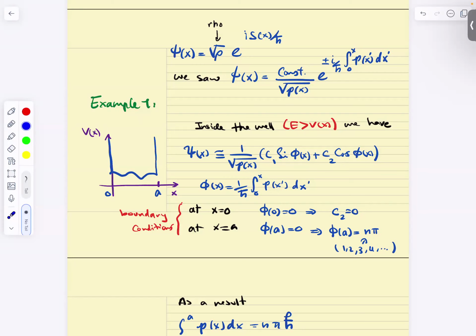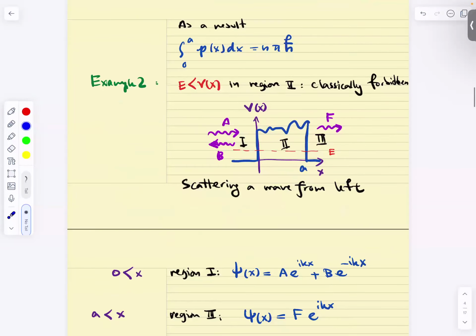Now I'm going to do the opposite. I'm going to focus on an example that focuses on regions 1 and 2. So here's what it is. It's a tunneling problem. You have a potential here. To the left of 0, the potential is 0. To the right of a, the potential is 0. And in between, there's a barrier, right?